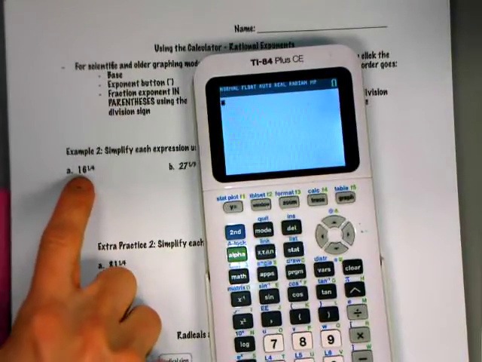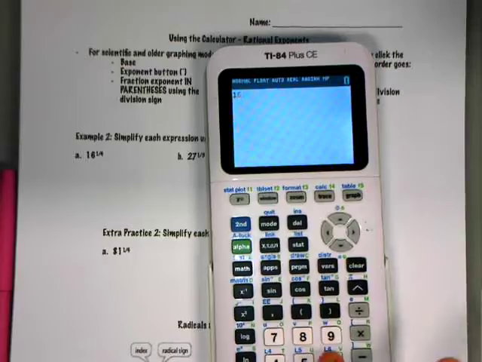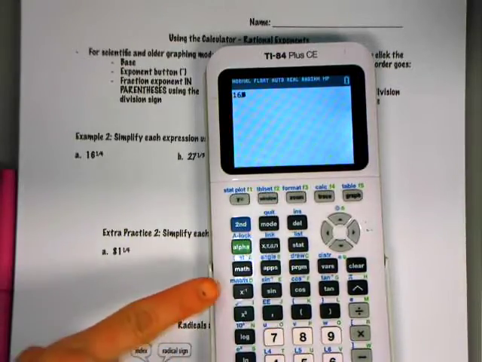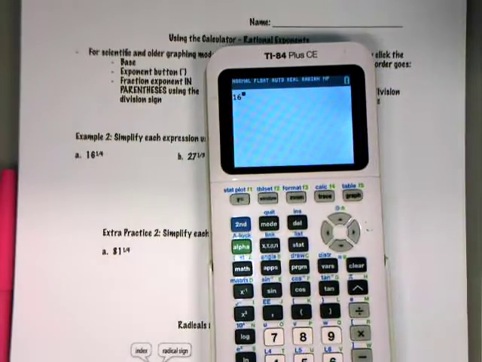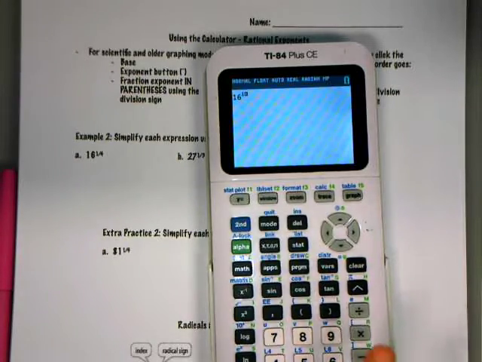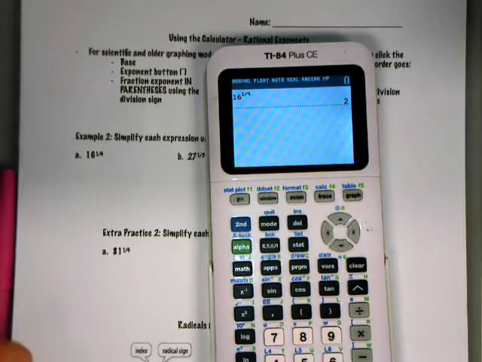So if I'm doing 16 to the 1/4 power, I'll do 16. And then your normal exponent button over here is clear. See how it raises up a level to the exponent spot. In that case, you don't have to worry about parentheses or anything. So you could just do 1/4, so 1 divided by 4, and you get your answer of 2.